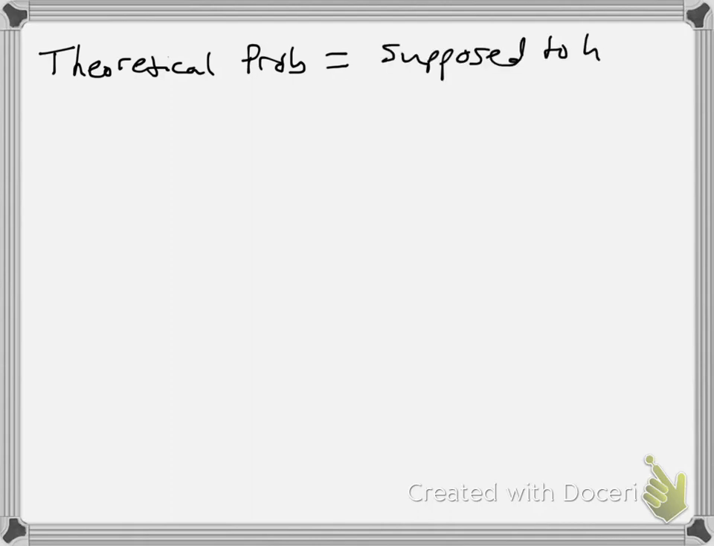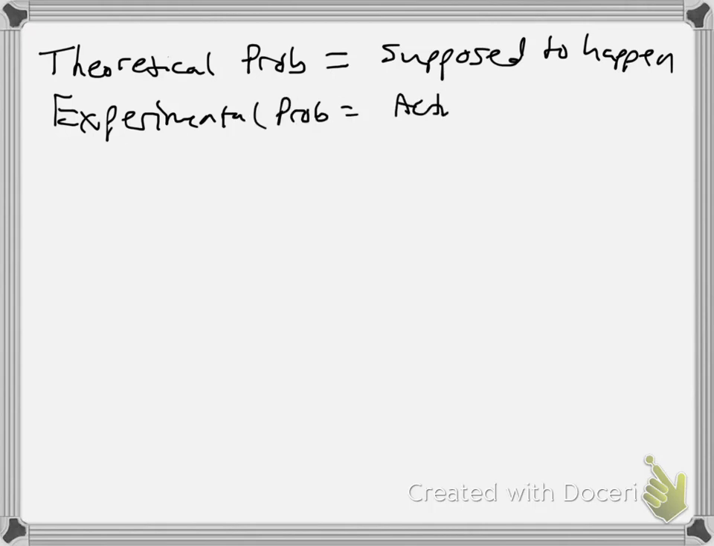Okay, here's my very short video on experimental and theoretical probability. The main difference is that theoretical probability is what's supposed to happen, whereas experimental probability is what actually happens. The best thing I know to simulate this is to look at flipping a coin.